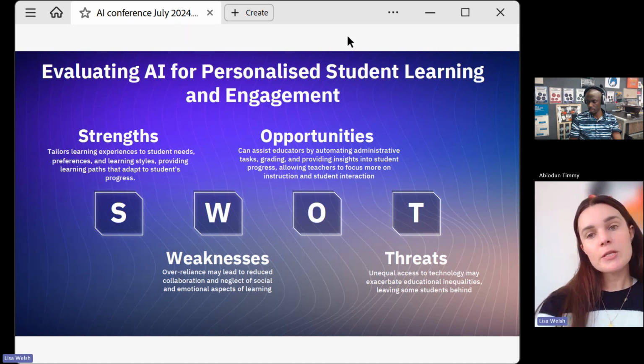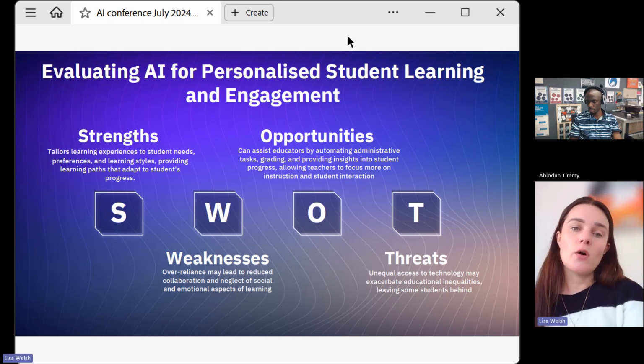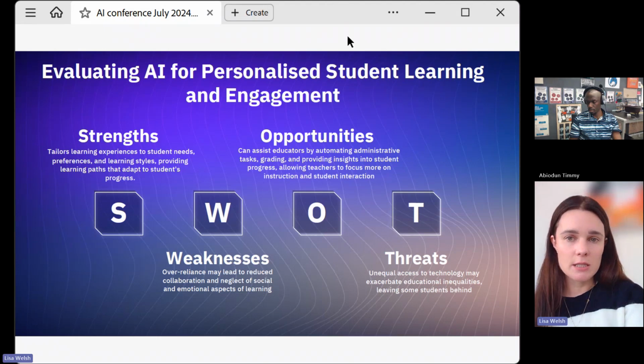Some of the strengths of AI, I feel, and that my presentation today has been based on, is that it really does tailor to that specific student who is working with the AI. And so it's personalization and it's student choice.